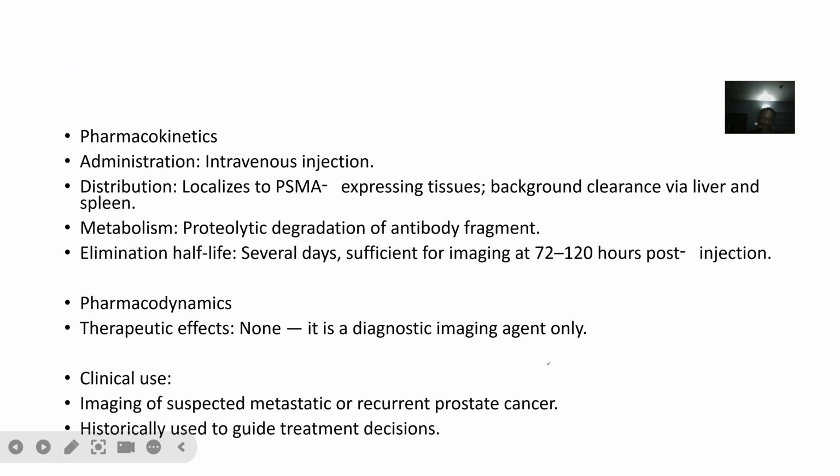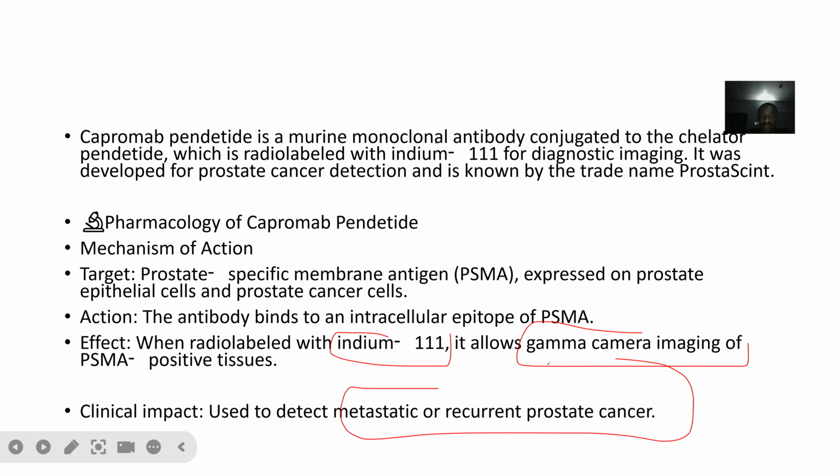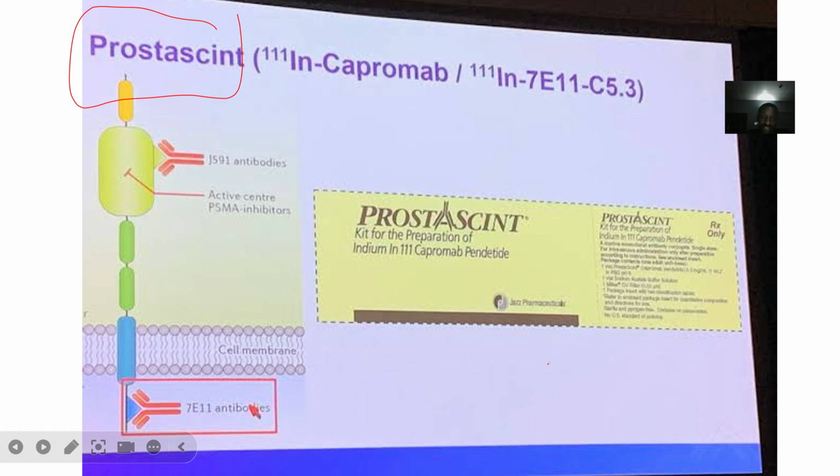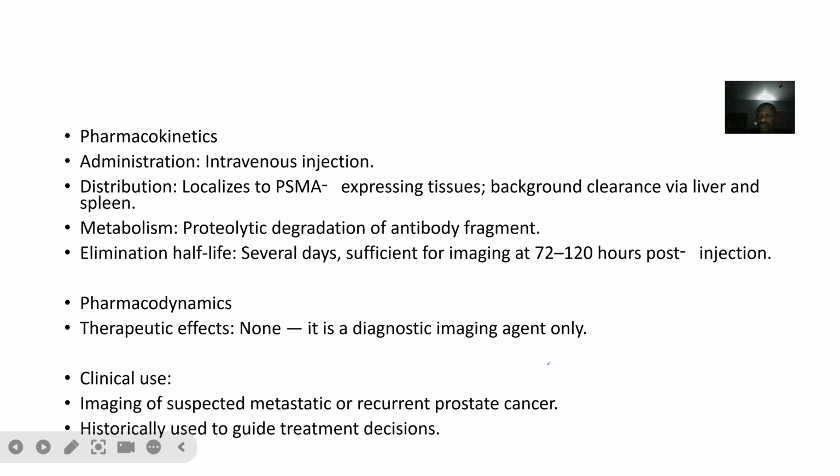So pharmacokinetics: I give it through the veins, and it will only bind to the prostate specific membrane antigens. Metabolism is proteolytic, and the half-life is sufficient for imaging, so when you give it, you can image from 3 days to about 5 days after I give it. So clinical uses, you use it mainly for imaging for prostate cancer.